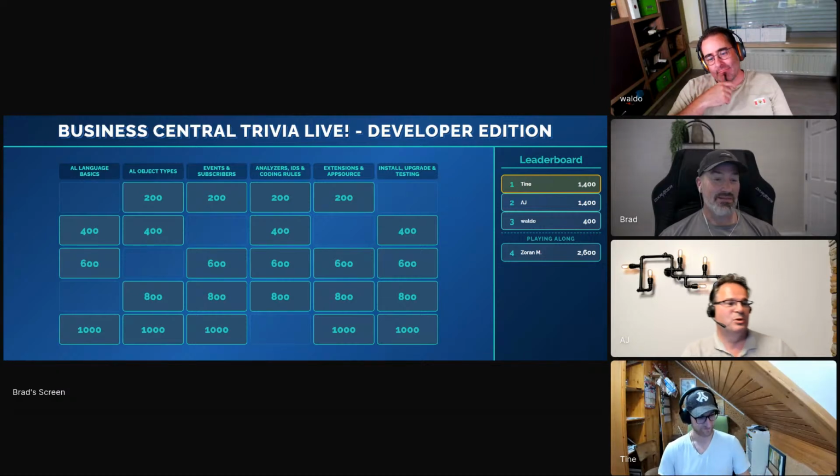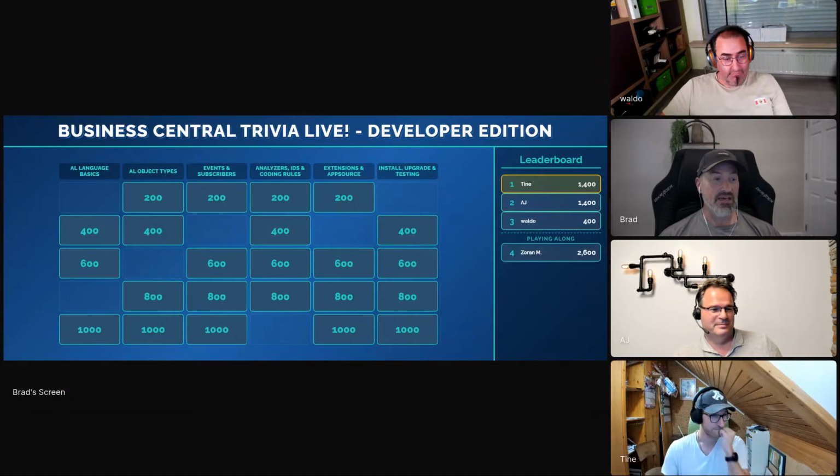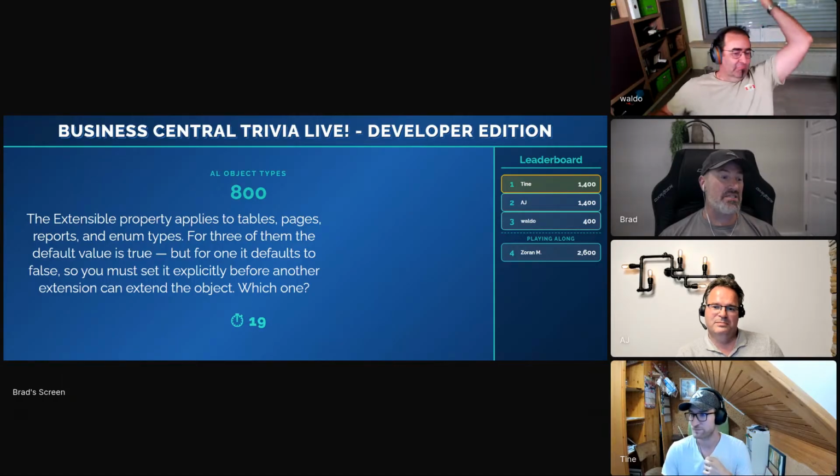Let's go for AL object types for 800. The extensible property applies to tables, pages, reports, and enum types. For 3 of them, the default value is true. But for 1, it defaults to false. So you must set it explicitly before another extension can extend the object.